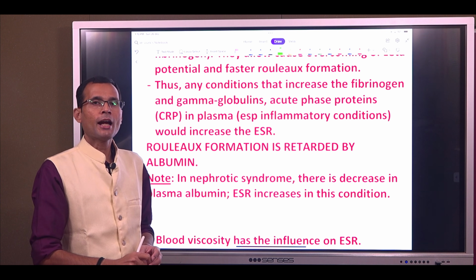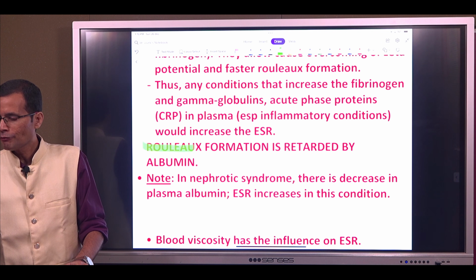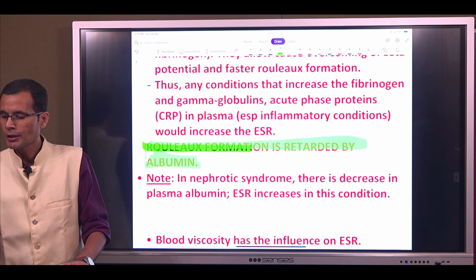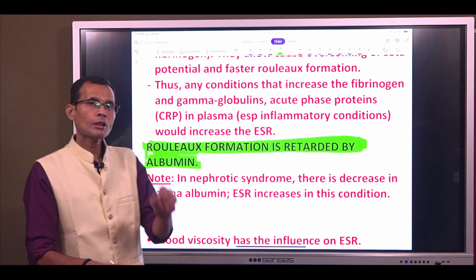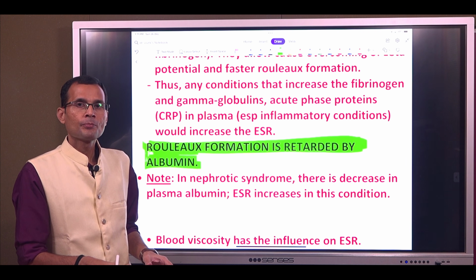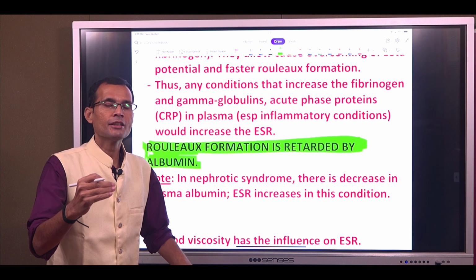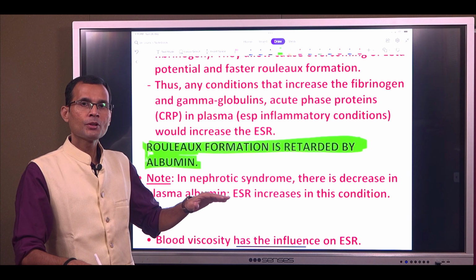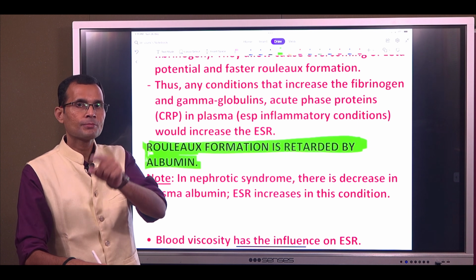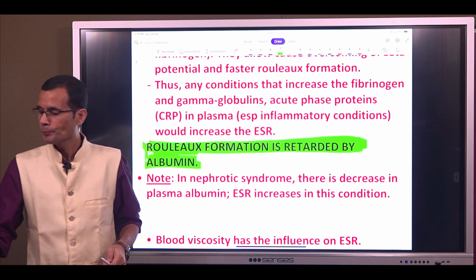But remember one more thing at this stage, and this is very important. Let me just highlight it here. Rouleaux formation is retarded by albumin in the plasma. It's retarded, it's not hastened by the albumin in the plasma. So remember, an increase in the albumin in the plasma would decrease the ESR, and a decrease in the plasma albumin would increase the ESR. Okay? Note this point very clearly, and let me tell you the clinical condition as well.